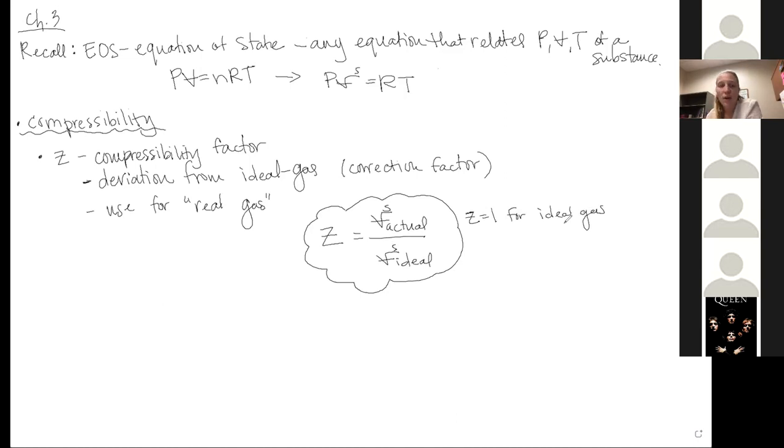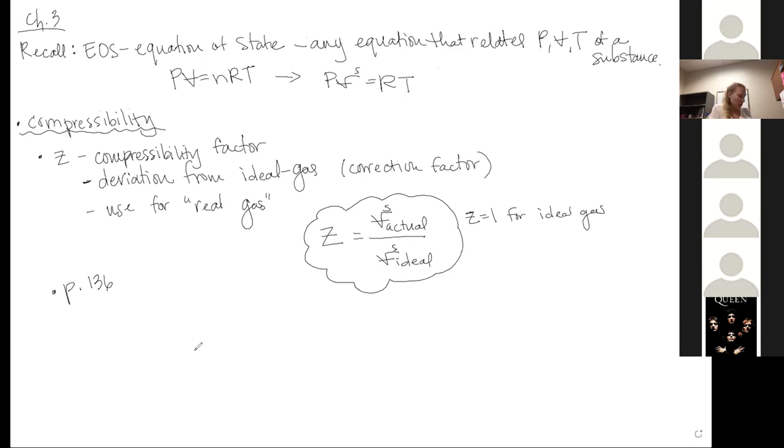Okay, so we use compressibility with this letter Z to correct for real gases in comparison to ideal gases. And then, on page 136 in the 9th edition and 8th edition, and page 137 in the 3rd edition, so it's all about the same place, you have more information about these equations of state and where this compressibility comes from.